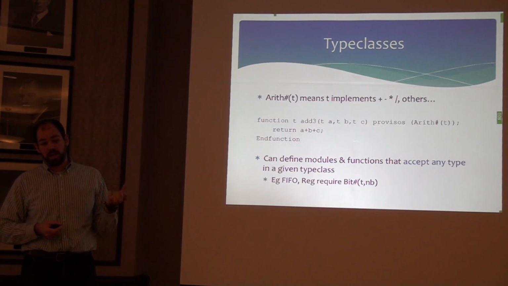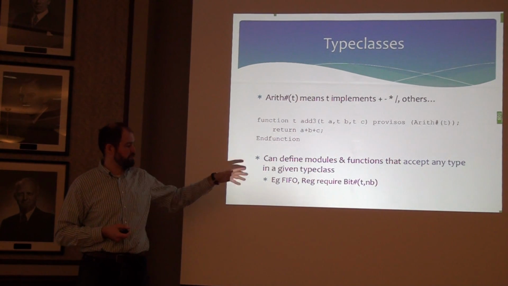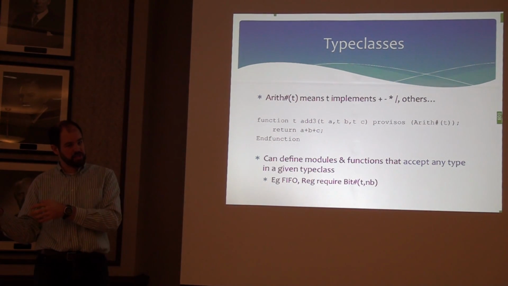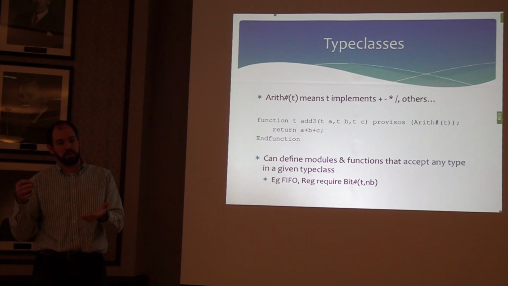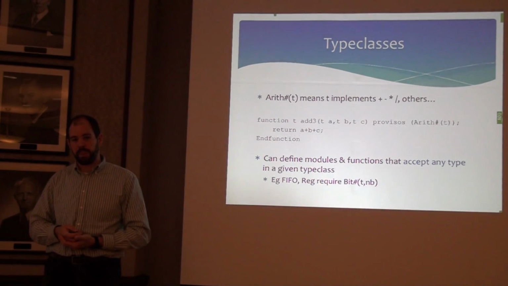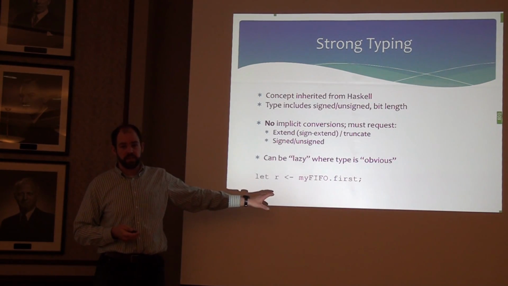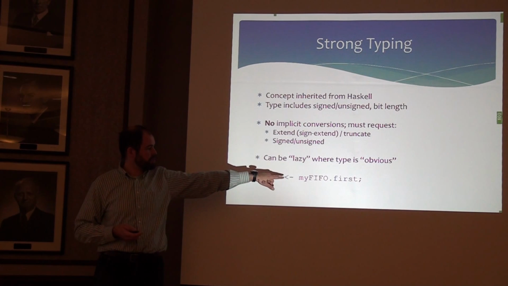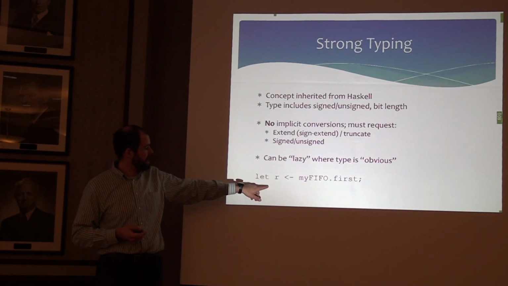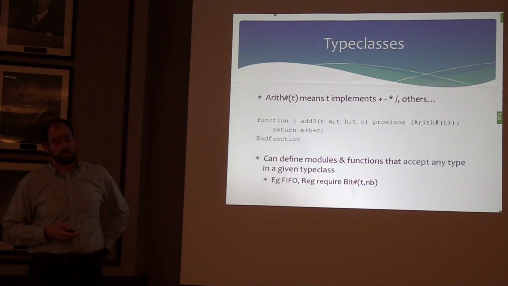All right, so you can actually define modules and functions that accept any type. So you can actually create a module like FIFO or Reg, where anything that can be converted to bits can be stuck in a FIFO or Reg. But you still have the safety of that strong typing. So anything that you can create a type of your own that can be converted to bits, you can store that in a FIFO, and it will come back and it will still be typed as whatever your type is.